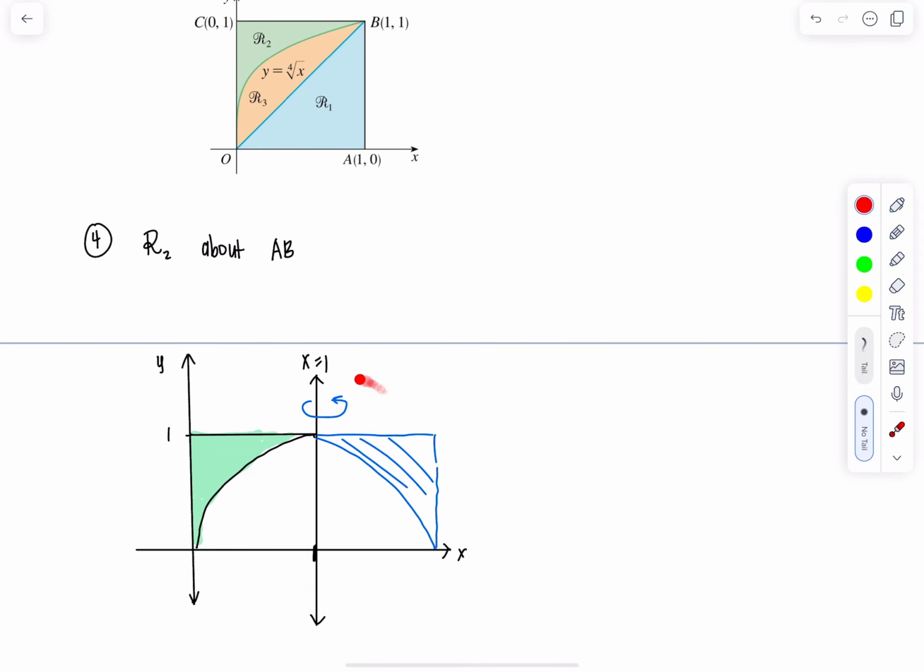So if we're spinning around x equals 1, we're going to take slices perpendicular to the axis of revolution. So my slices are moving in the y direction. That means I'm going to integrate with respect to y. And let's draw a typical, in this case, oh wow, that looks nothing like a washer.